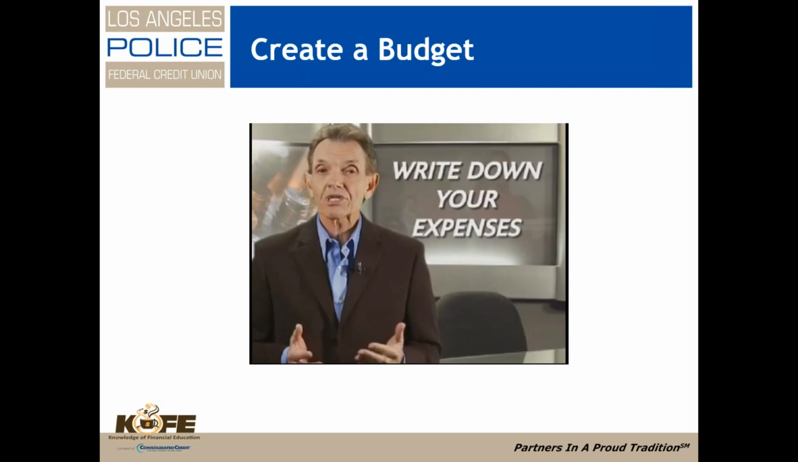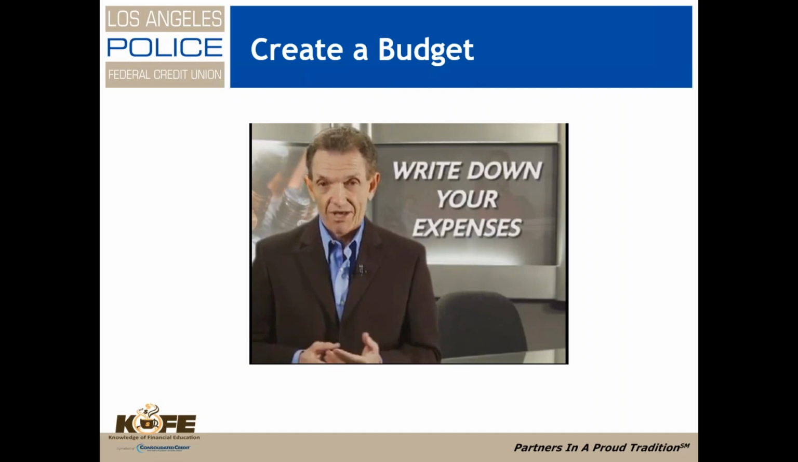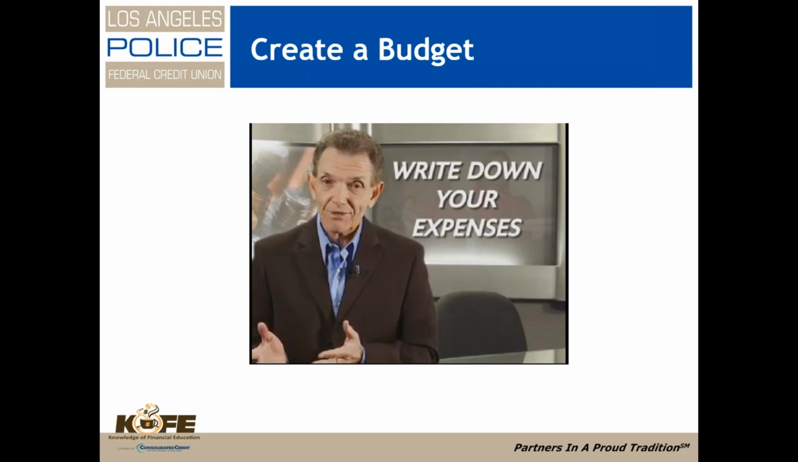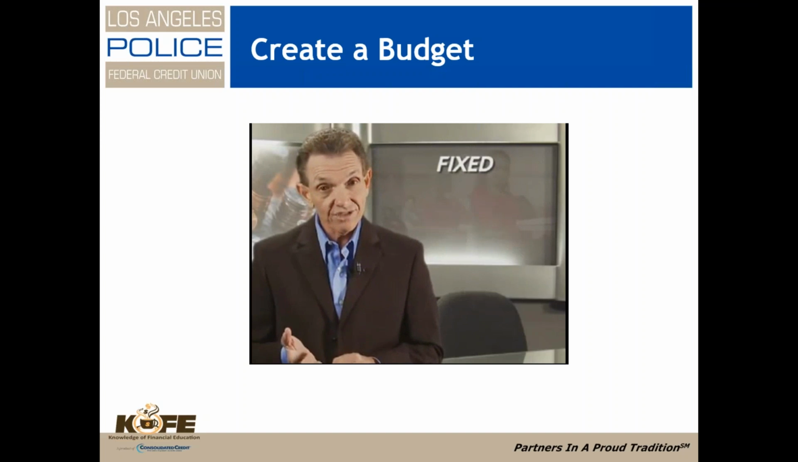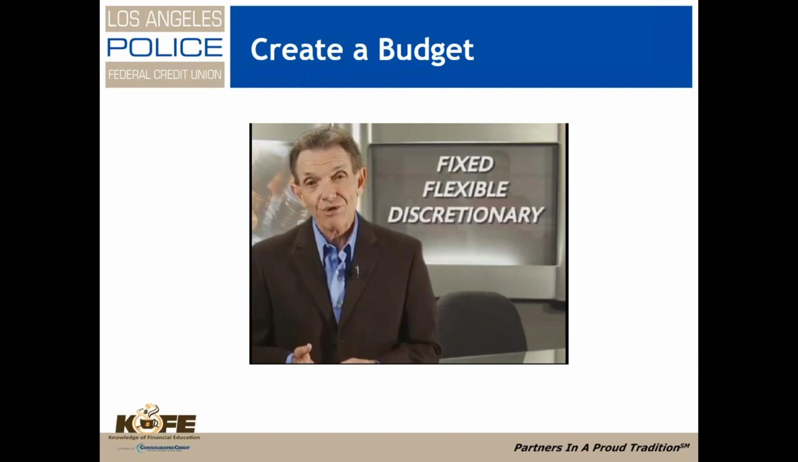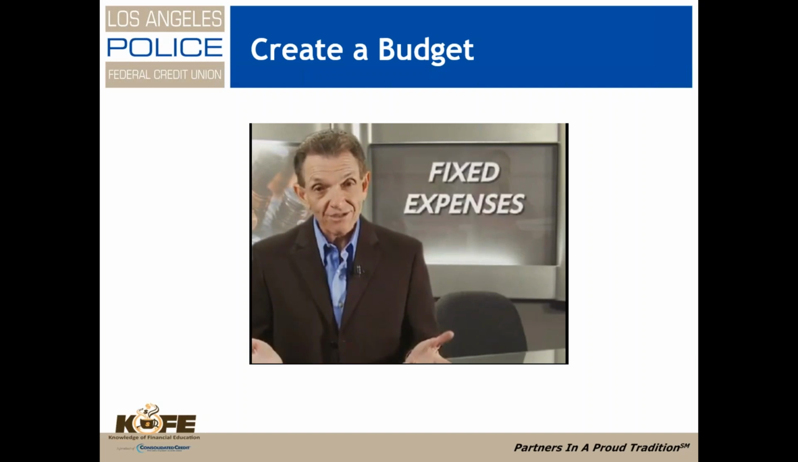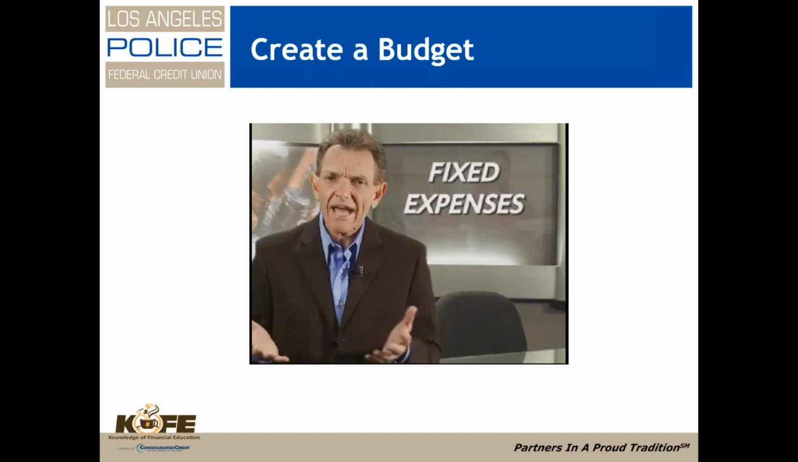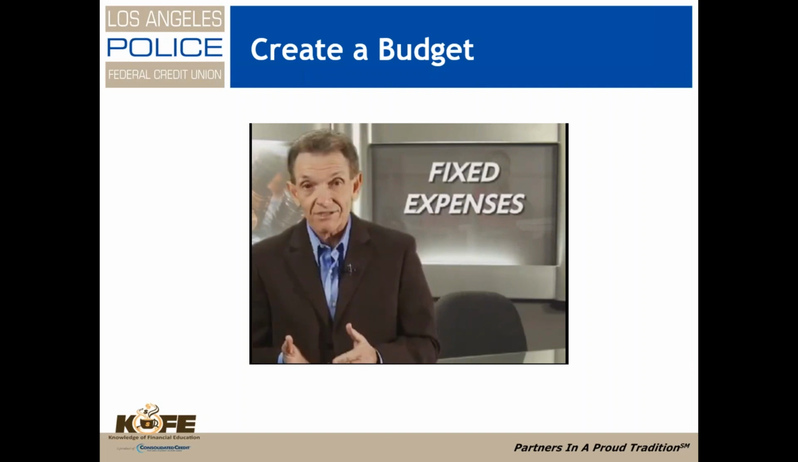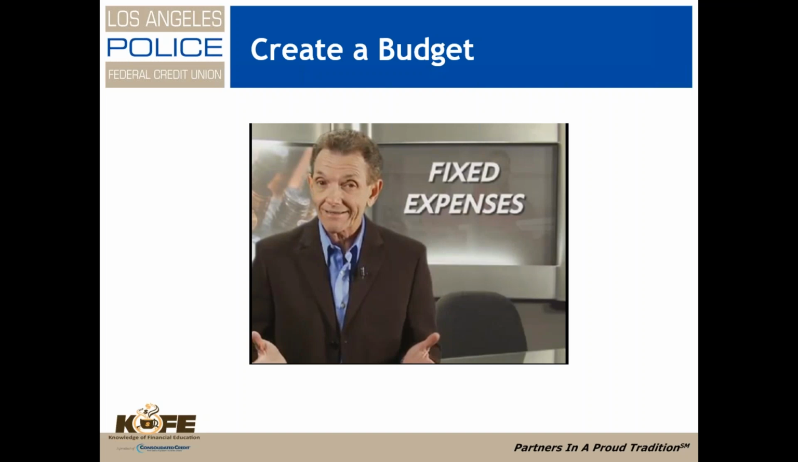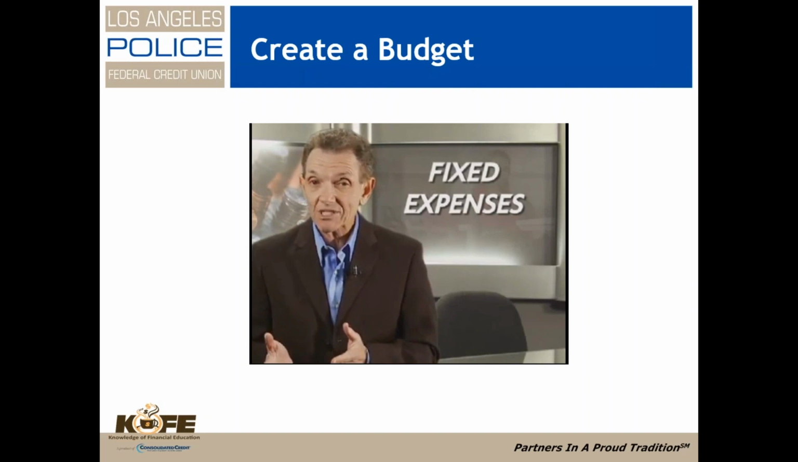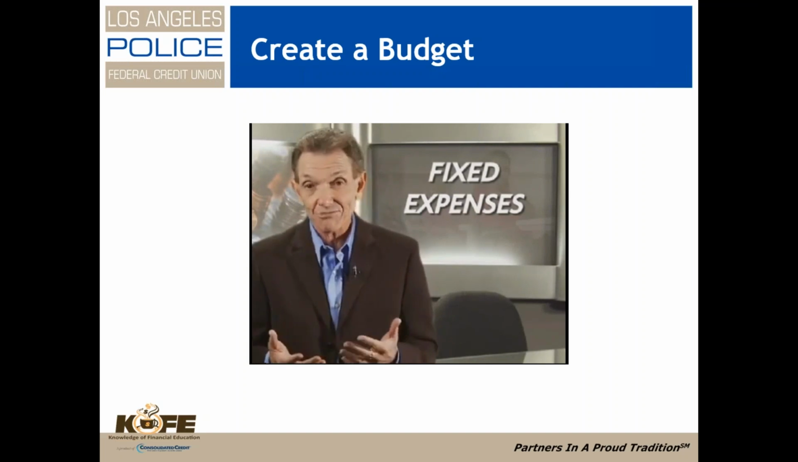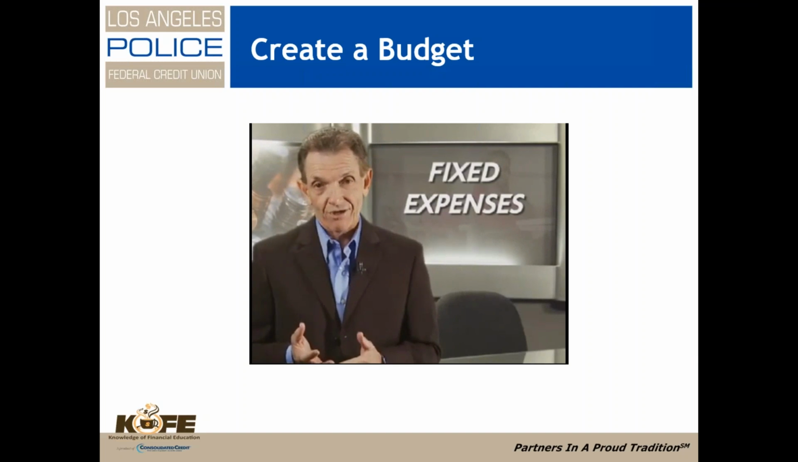The first step is to write down your expenses, what they are each month. Generally, expenses are separated into three categories: fixed, flexible, and discretionary. Fixed expenses are the items that you have to have, like rent, car payments, and insurance. Credit card debt is considered a fixed expense because it usually remains the same each month. List all major credit cards, department store credit cards, and gas credit cards.